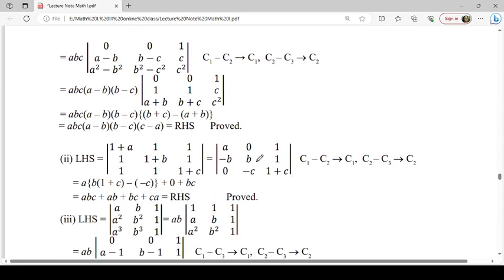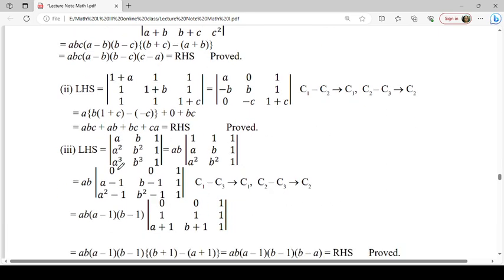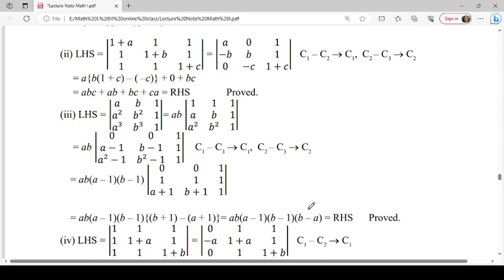Then here also we are making C1 minus C2 and C2 minus C3, and writing these as new columns. Now we get these values. Here also it is just like the first one. We are taking A common, B common, then A minus B and B minus C.